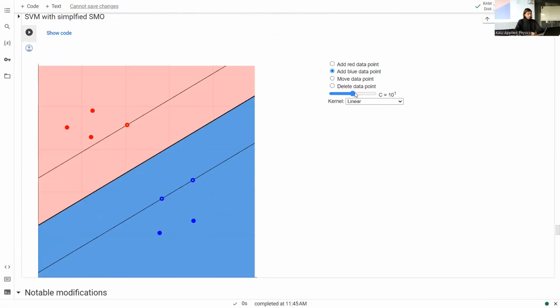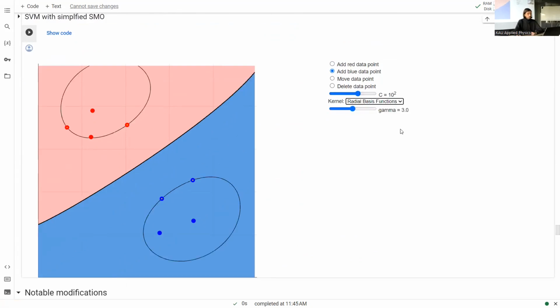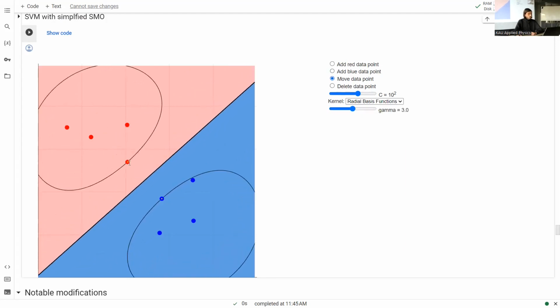I can change the restrictions on the border, and I can change my kernel. So here is a different kernel, here is an RBF kernel. If I'm moving some points around here, you see how the boundary changes.